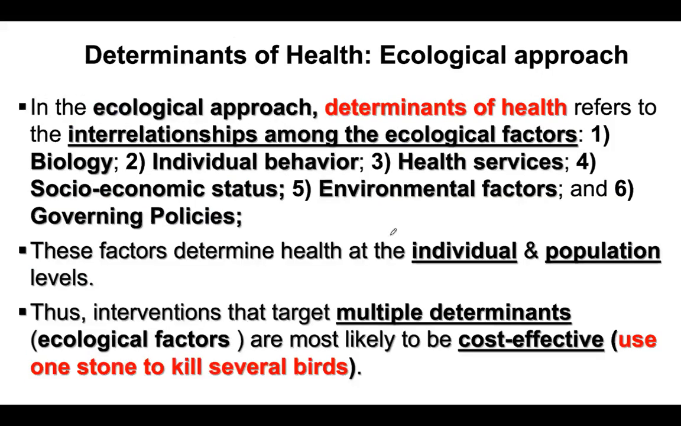Once you start to look at these multiple determinants, you start to look at how it is likely to be cost effective to use one stone to kill several birds. A simple example would be to look at one factor, let's say modifying the environment. In the case of malaria, the moment you do environmental modification, you start to influence multiple other factors to improve health outcomes.